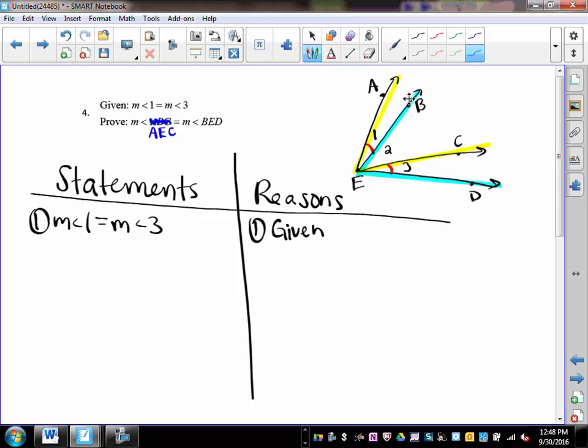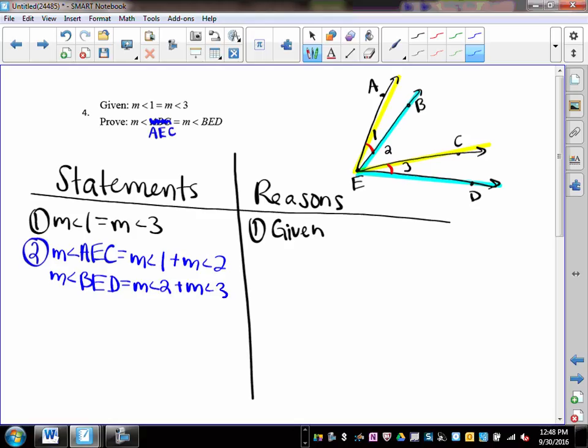All right, so next. The measure of angle AEC is made up of the measure of angle 1 plus the measure of angle 2. Right? Since we're going to be doing angle addition postulate for both of them, we can use the same step. It's the same reason. So let's do it for our BED as well. Measure of angle BED equals the measure of angle 2 plus the measure of angle 3. Do we agree? Yes. Okay, good.